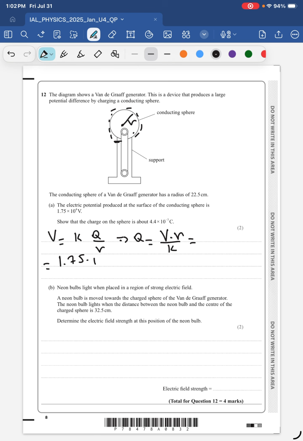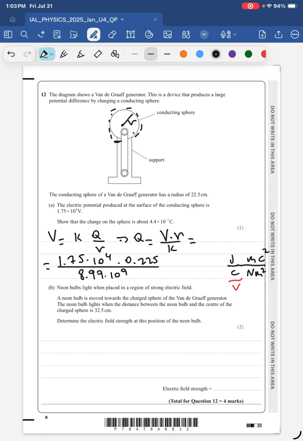So 1.75 times 10 to the 4 volts. And I'm going to write volts as joules per coulomb. Okay, so that's a volt. You have to get comfortable working with these units, guys. Okay, times 0.225 meters. And then we have to divide by K. K is 8.99 times 10 to the 9. And that's newtons times meters squared over coulombs squared.